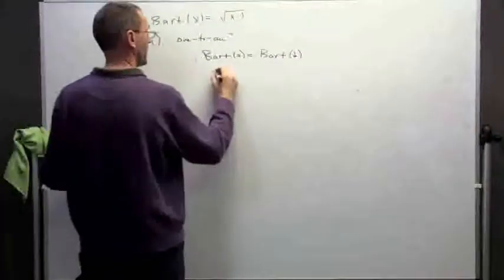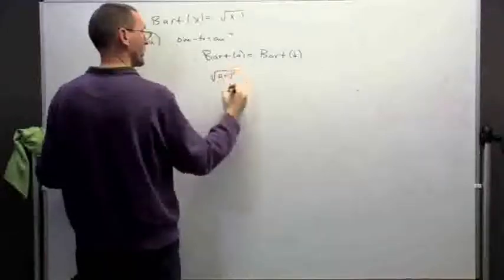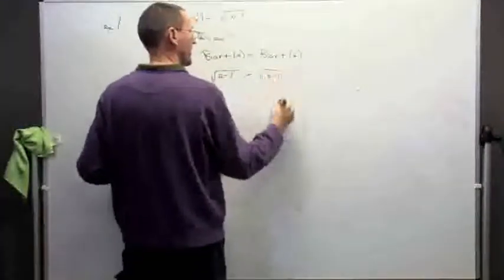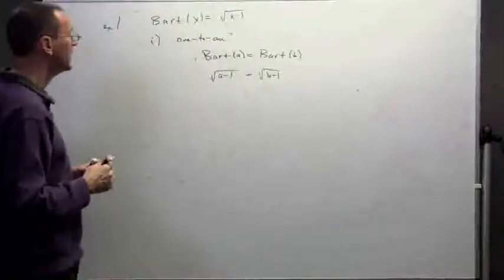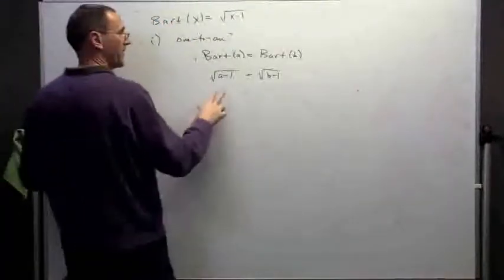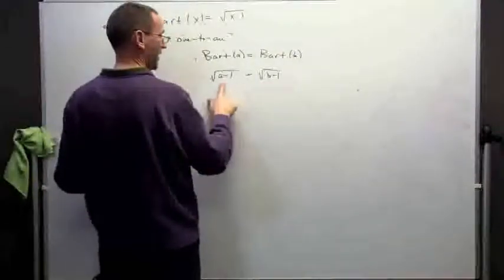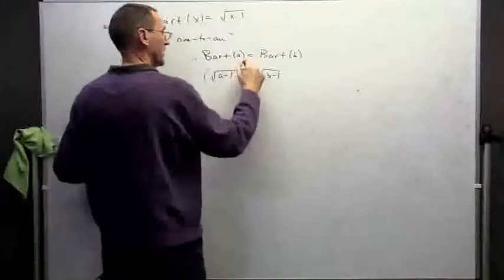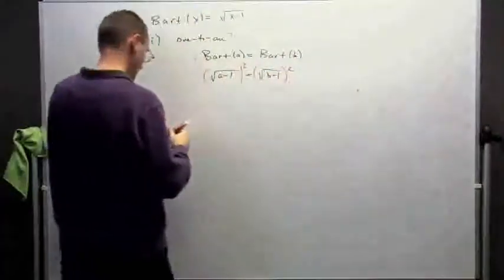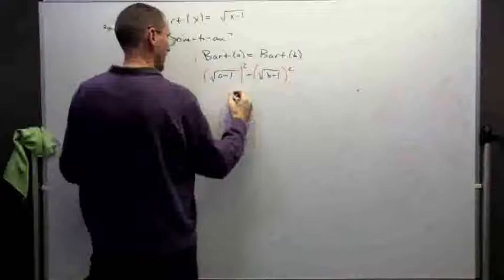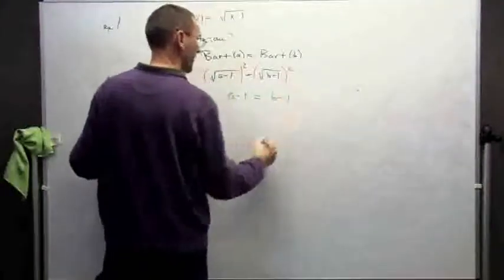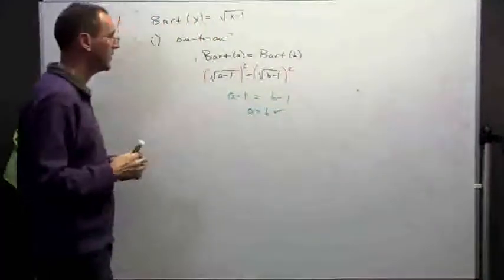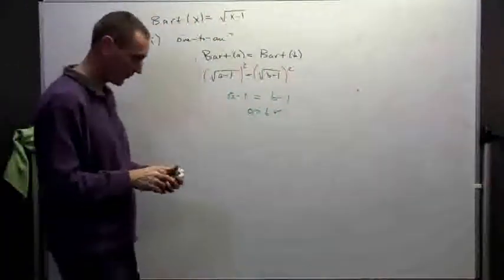So what does BART of A say? BART says, give me a number, I take the square root of that number minus 1. So that has to be true. Let's see. The thing that's causing me the problems here is that I can't get into anything in here because there's a square root on the outside. So I'm going to square both sides. If I do that, I get A minus 1 equals B minus 1. I can add 1 to both sides. And that means A equals B. So this function is 1 to 1.